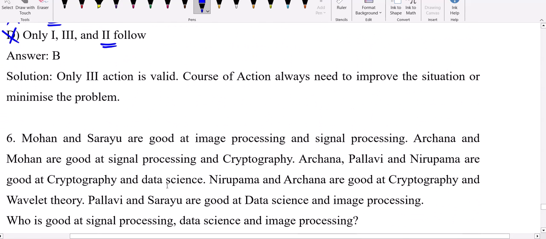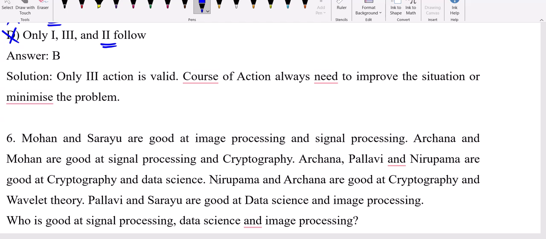Now, regarding the puzzle test, here Mohan and Sarayu are good at image processing and signal processing. Archana and Mohan are good at signal processing and cryptography. You see the paragraph. Finally, what they are asking is who is good at signal processing, data science and image processing. This is regarding the puzzle test. You may have done this type of question if you attended the Accenture trial. Accenture also asks this type of question. Accenture is full of reasoning, there is no quant, and you can find this type of question in Accenture.